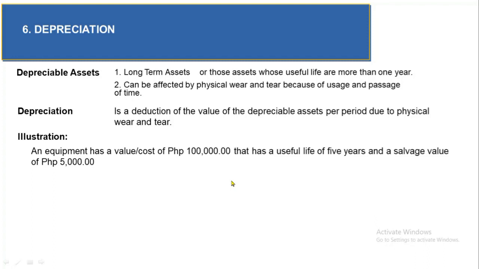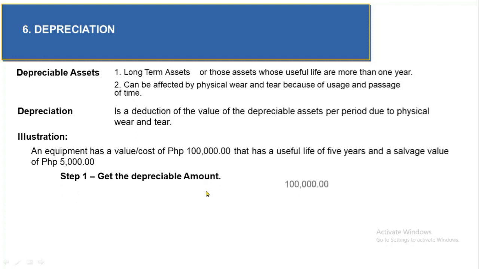But we need to talk about the salvage value, or what do we call the scrap value sometimes. The scrap value is the amount that can be realized if the item is sold to, for example, junk shops after the asset has been fully utilized. To compute for the depreciation expense, step 1 is to get the depreciable amount.